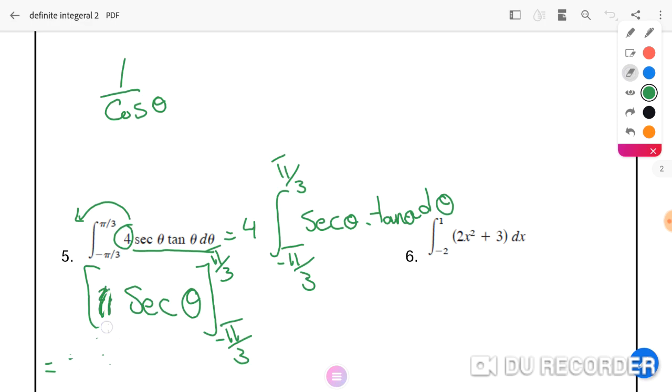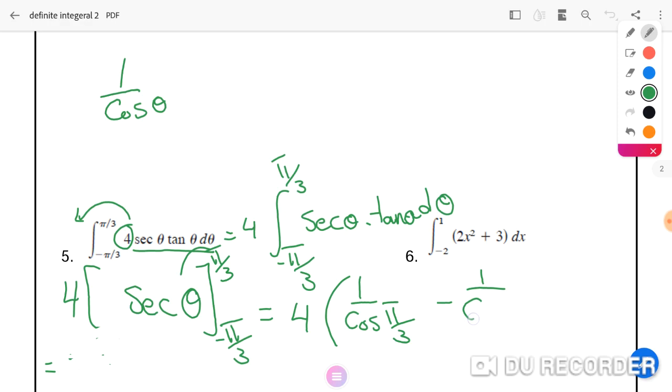It is not wrong to keep it inside, but to make the calculation easy for you, no problem to keep it inside. So it will be 4 outside here. If you replace here, in the calculator I don't have secant, but I know it is 1 over cosine of pi over 3 minus 1 over cosine of negative pi over 3.